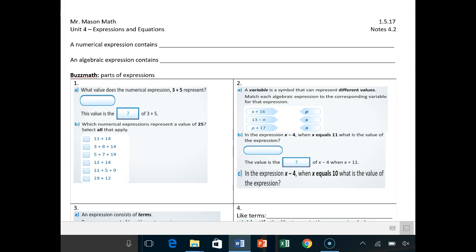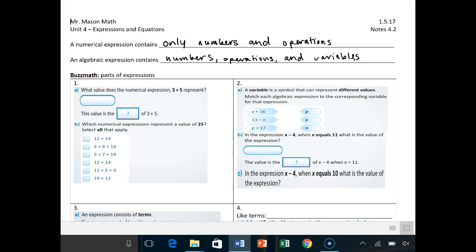A numerical expression contains only numbers and operations, and that is compared to an algebraic expression, which contains numbers and operations. The only difference between the two is that algebraic expressions contain variables. All right, those crazy looking letters that we're like, what are those all about?